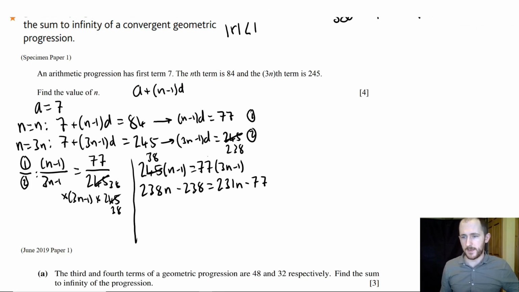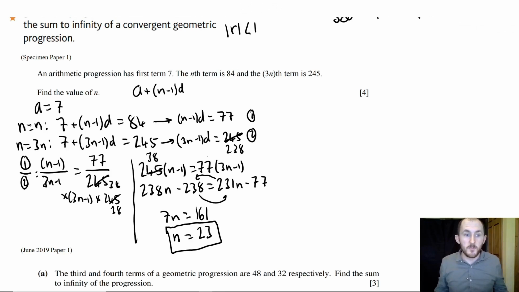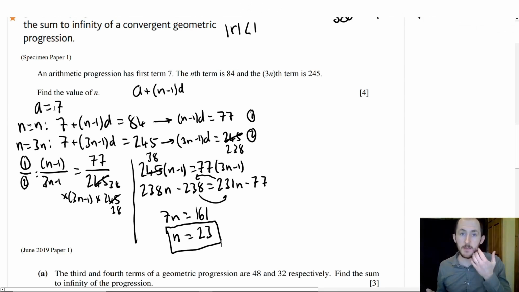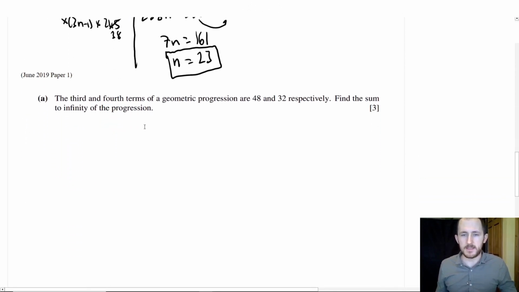So I'm going to bring the n's over to the left-hand side and the numbers over to the right. So we have 7n, nice and easy, equals minus 77 plus 238 would be 161. So n is just going to equal 23. So again, not too bad. With these questions, they're always going to give you enough information to actually answer the question, right? So all you need to do is write out all of the information in terms of equations and in terms of just substitutions, like I did with A, and normally the solution just then presents itself, and it's quite okay.